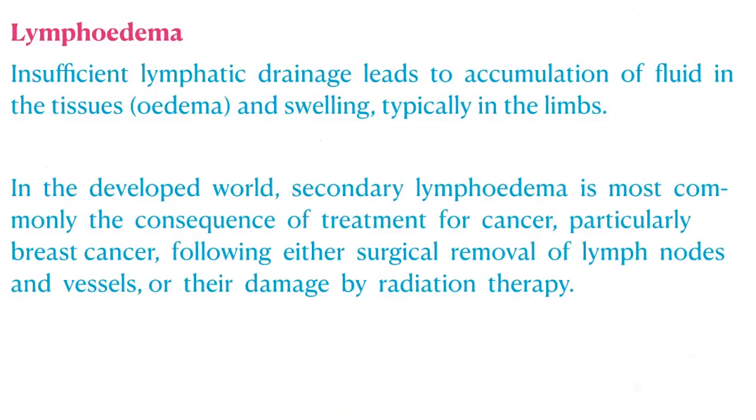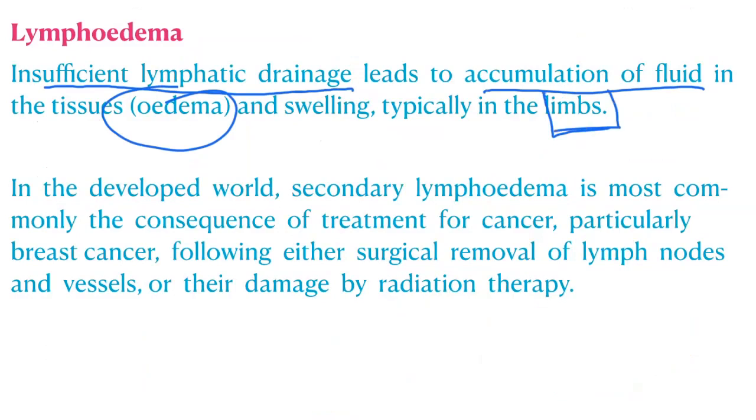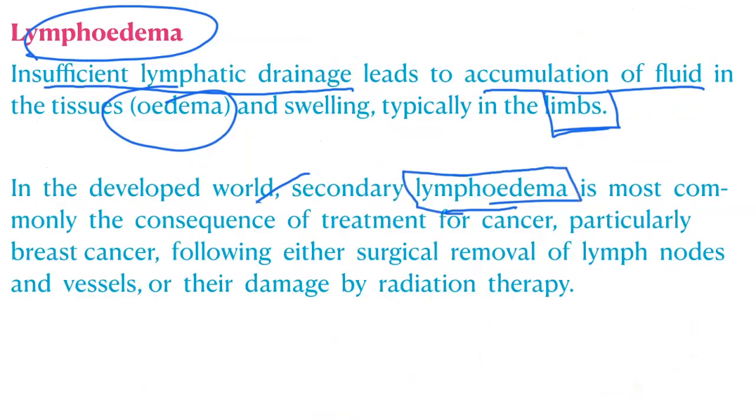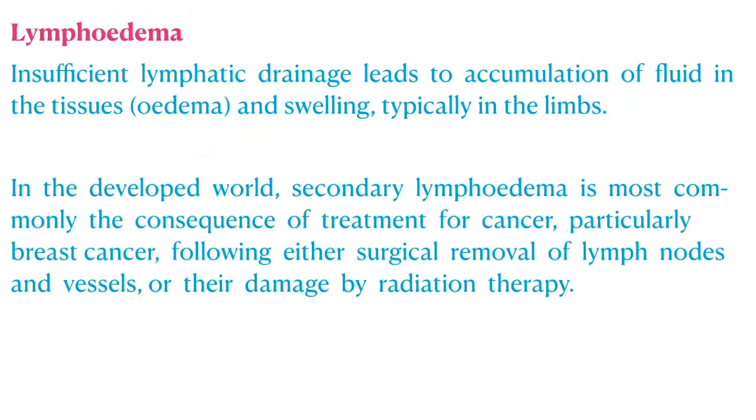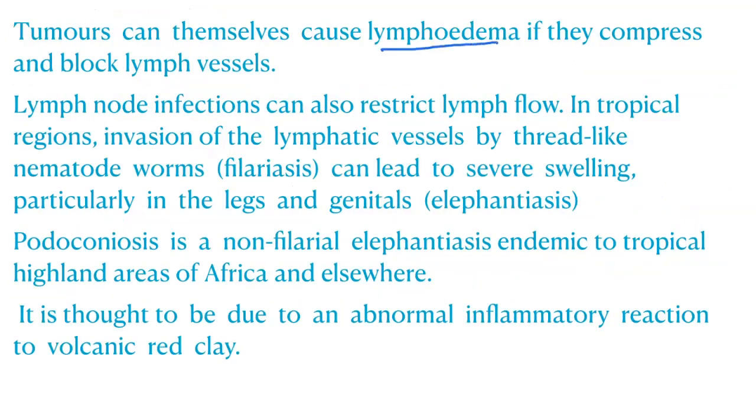Whenever this balance gets imbalanced, insufficient lymphatic drainage leads to accumulation of fluid in the tissue, edema, and swelling, typically in the limbs. It is called lymphedema. In the developed world, secondary lymphedema, that means secondary to some disease or some effect, is most commonly a consequence of treatment for cancer, particularly breast cancer, following either surgical removal of lymph nodes and vessels or radiation therapy. Tumors can themselves cause lymphedema if they compress and block lymph nodes and lymph vessels. Lymph node infections can also restrict lymph flow.